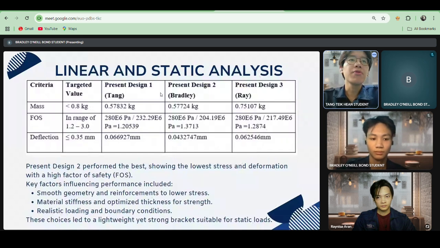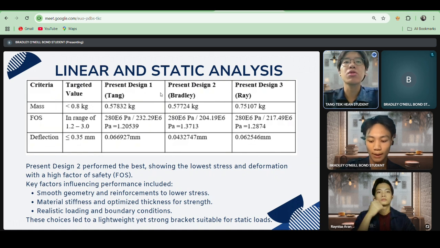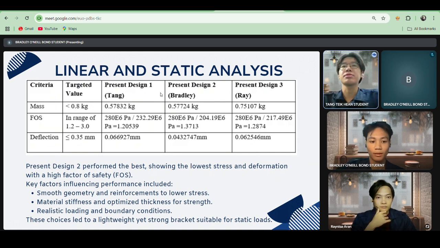The conclusion is that design two performs the best, showing the lowest stress and total deformation with a high factor of safety. Why is it safer? Because the key factors influencing performance include smooth geometry and reinforcement to lower the stress, the material stiffness, and optimized thickness for strength. We also used realistic loading and boundary conditions in the analysis. These choices lead to a lightweight yet strong bracket suitable for static loads.